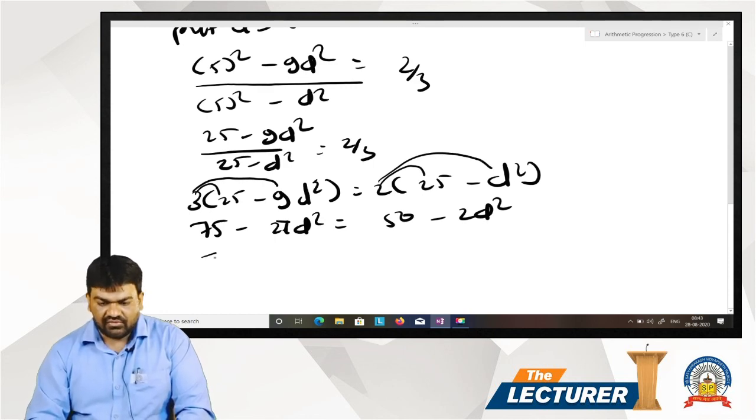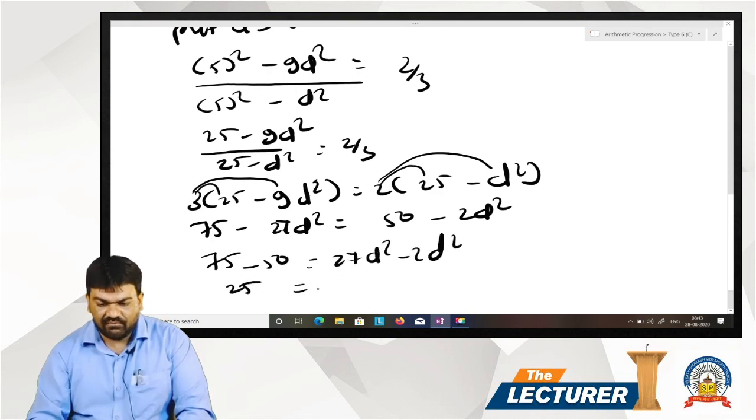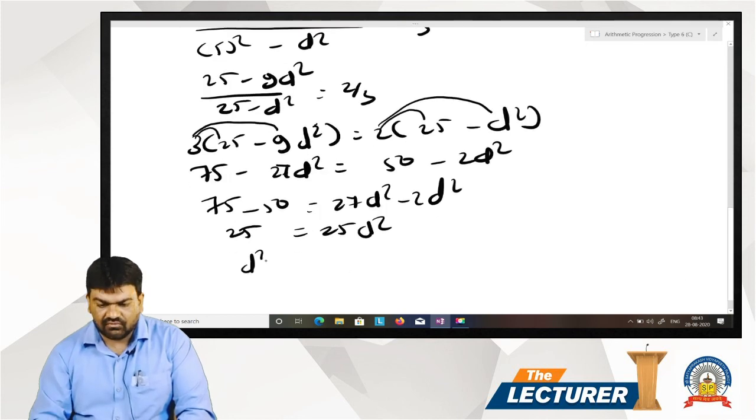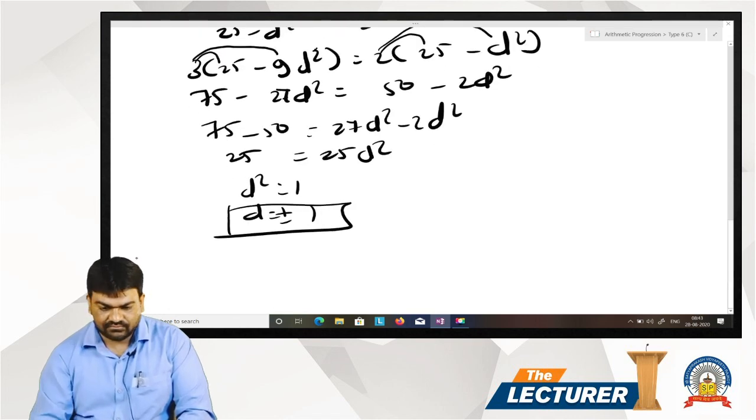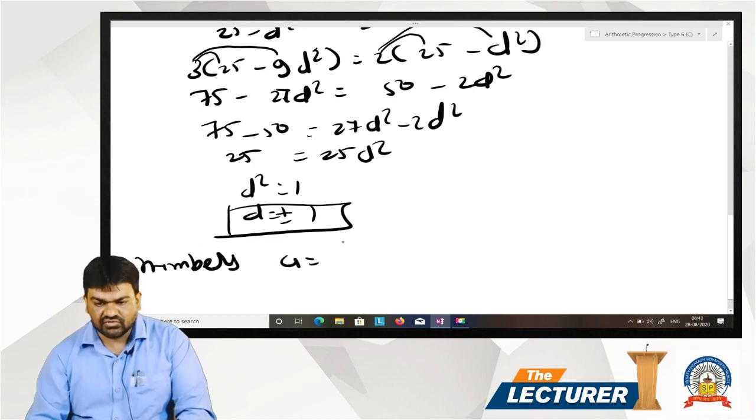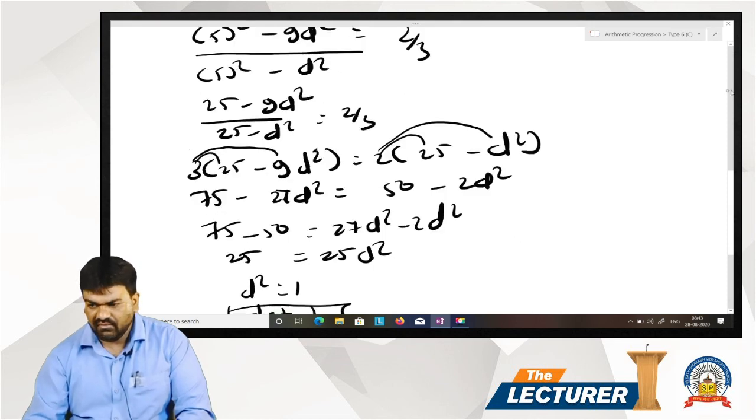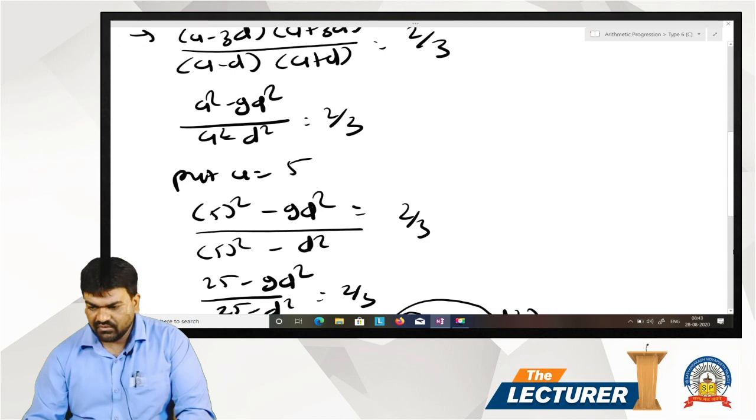Now 75 minus 50 is equal to 27d square minus 2d square. 25 is equal to 25d square. So d square is equal to 1. So d is equal to plus or minus 1. The numbers are: a is equal to 5 and d is equal to 1.